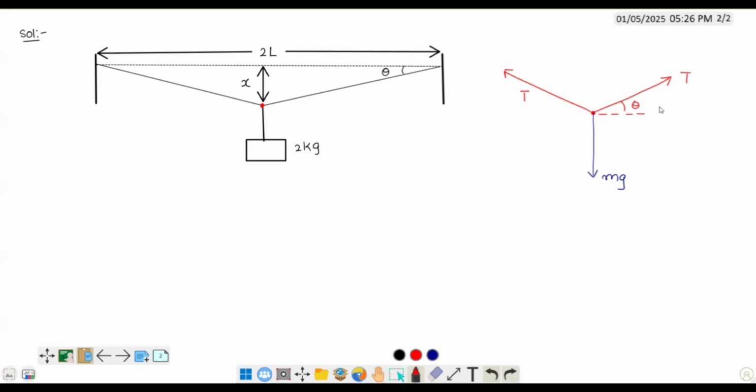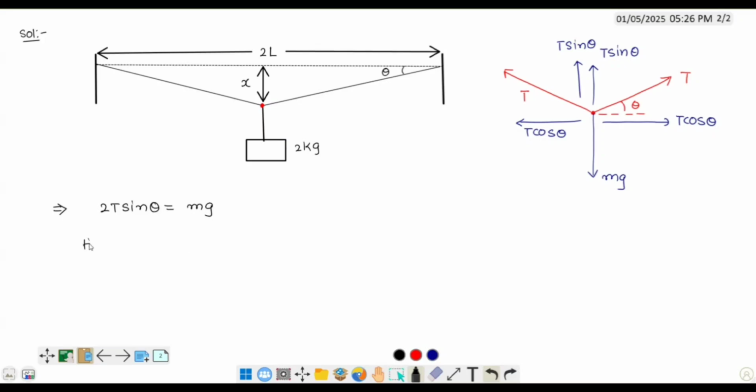So based on that logic, let us resolve this T into two components. In this direction I will get T sine theta, and in this direction I will get T cos theta. In the same way, if I resolve this T into components, I will get T cos theta and in this direction, T sine theta. Now, the T cos theta on the left side would balance the T cos theta on the right side, and this 2T sine theta will balance this mg. So we can finally say 2T sine theta equals mg.